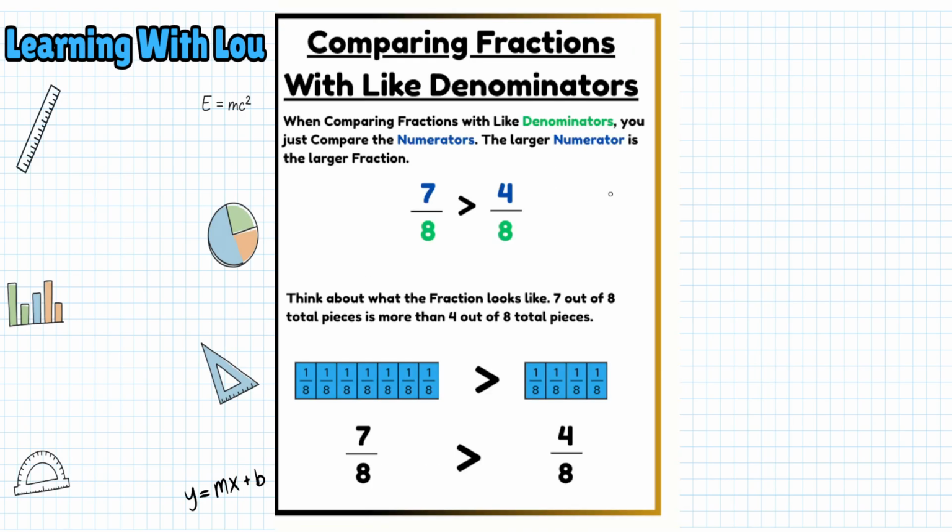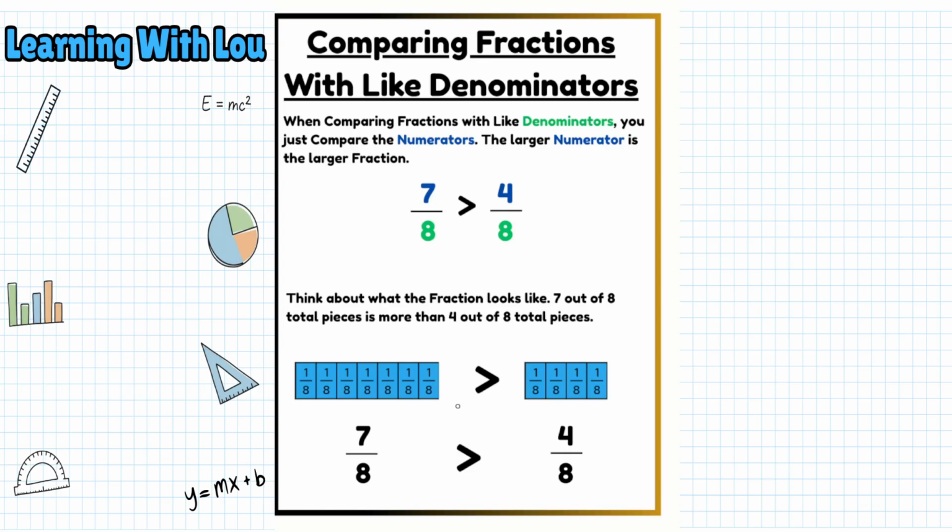When it comes to comparing fractions with like denominators, all you really have to do is just look at your numerators. You could think about it like a pizza. Let's say you have one pizza cut into 8 slices. Would it be more if you ate 7 out of the 8 slices, or would it be more if you ate 4 out of the 8 slices?